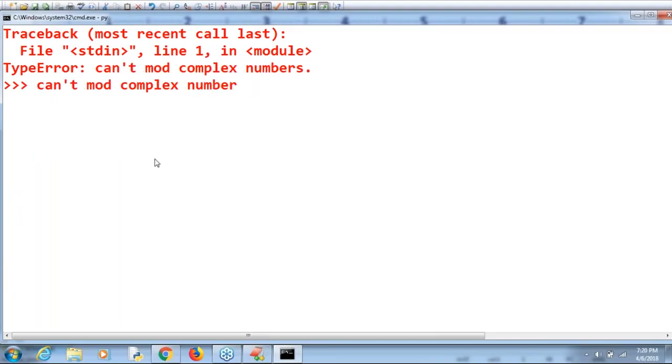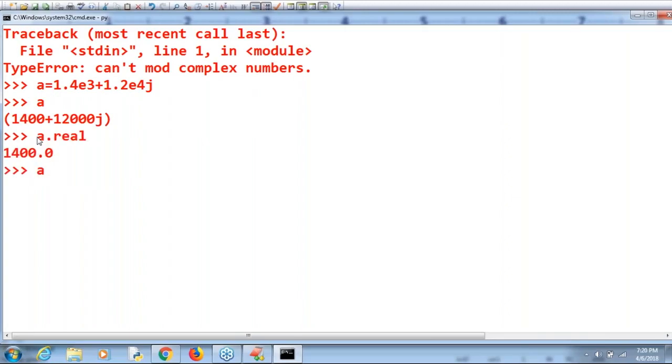Just observe here. A is equal to 1.4 E3 plus 1.2 E4j. Have you observed? 1.4 E3 is 1400, and 1.2 e power 4 is nothing but 12,000. But internally, whenever we ask what is the real value and what is the imaginary value, it's definitely going to return float type only.